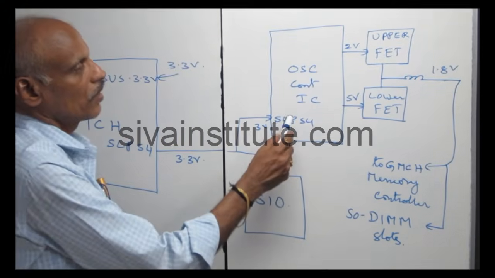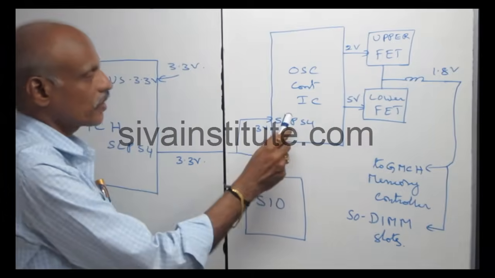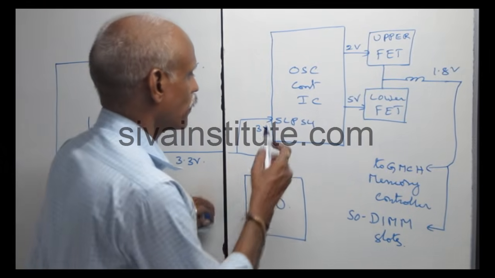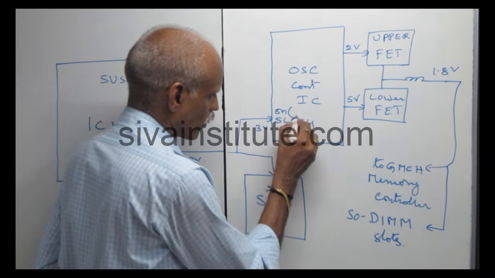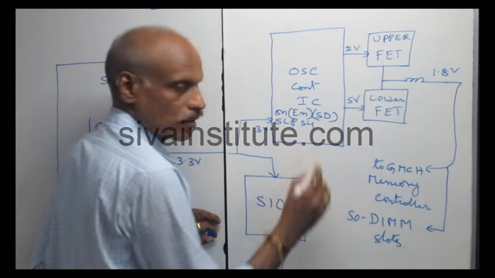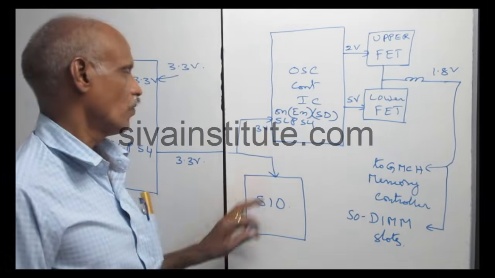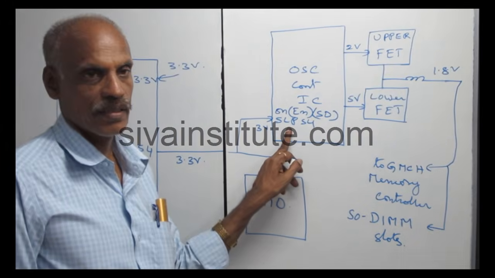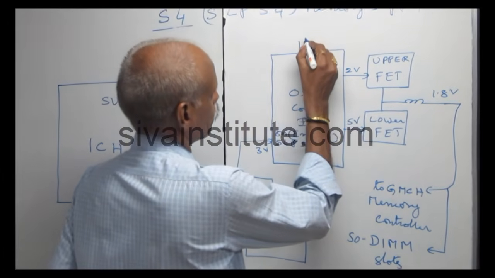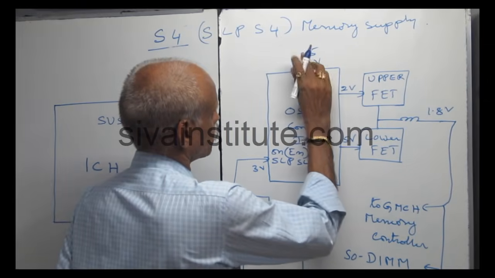This is a 1.8 volts regulator controller IC. When this 3 volt command comes to this pin, this is the on pin, or enable pin, or shutdown pin. These names will come here: on, enable, shutdown. When this voltage comes to this IC, it starts function. The S5 5 volts also comes to this IC.